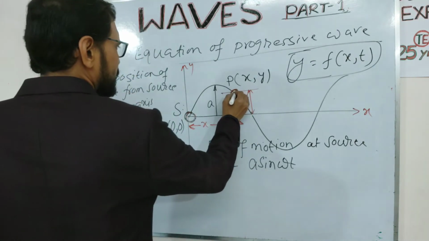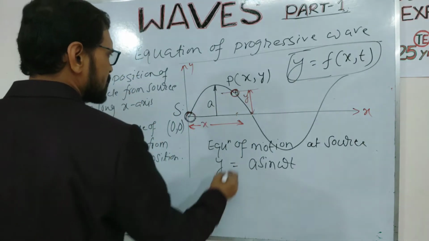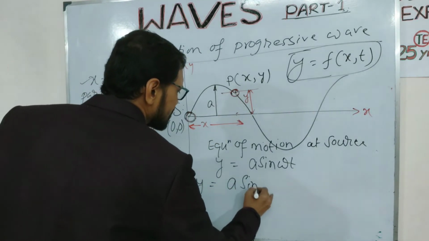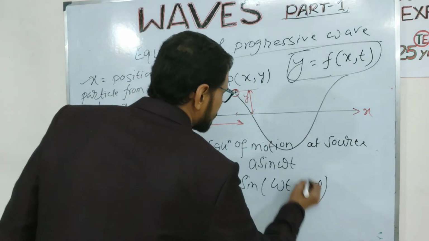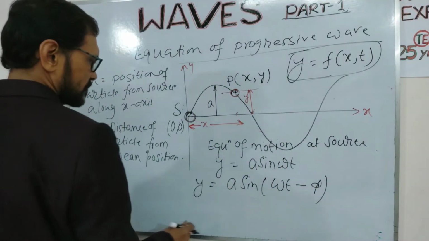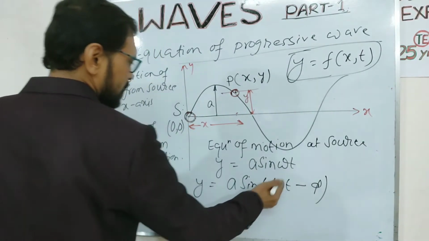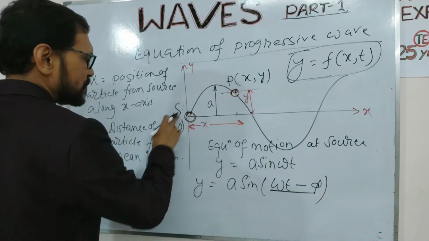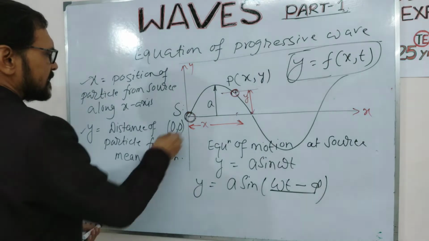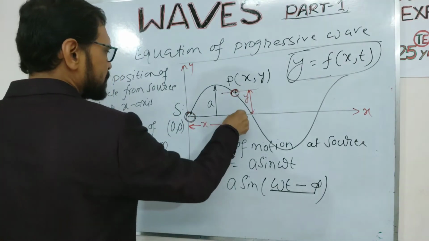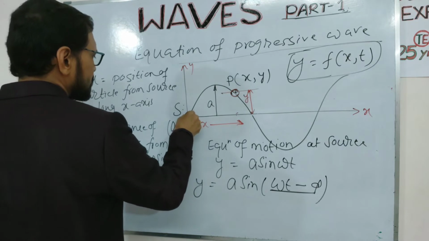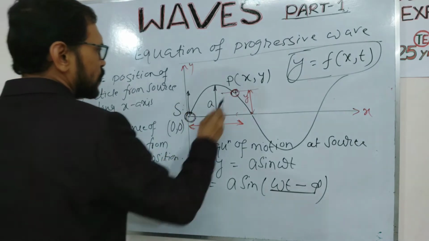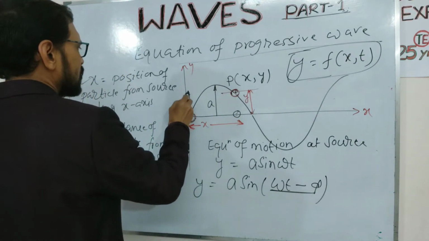Now this particle oscillates after some time. So the equation of this particle will be y equals a sin(omega t minus phi), because the phase of this particle will be less than the phase of that particle. When this particle starts, that particle has already moved some distance.